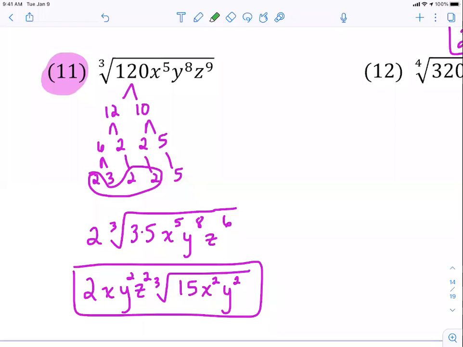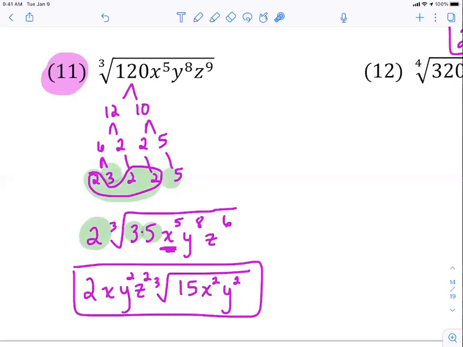All right, number 11, this should have been your final answer. Final answer, first of all, we break down the 120. And when you do so, you should be left with one group of 3 2s. So that one group is going to come on the outside. Leftovers, 3 and a 5 don't have a buddy, so those are going to go back in. And now we tackle our variables. Now here again, we're looking for groups of 3s. So out of my 5 x's that are here, right? Out of my 5 x's, this guy right here, there's one group of 3 with 2 left over.